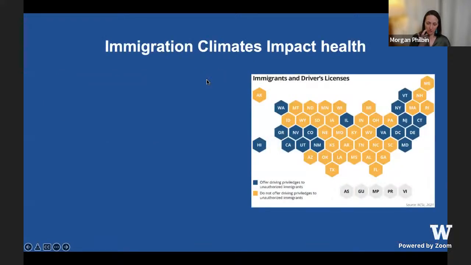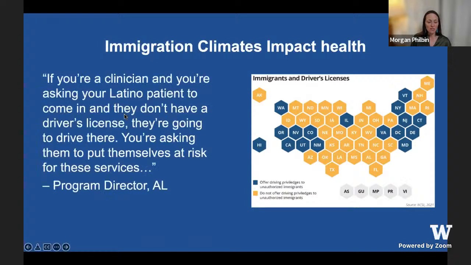Public health policy research often focuses on how health policies affect health outcomes. And obviously this is super important and there are very strong relationships there, but the qualitative interviews that we did really highlighted how multiple aspects of the immigration policy climate affected care engagement, including access to a driver's license. As you can see in this map, there are some states in blue that have legalized driver's licenses for undocumented immigrants, but the majority have not. And so as one individual in Alabama shared with us, if you're a clinician and you're asking your Latino patient to come in and they don't have a driver's license, they're going to drive there. You're asking them to put themselves at risk for these services.